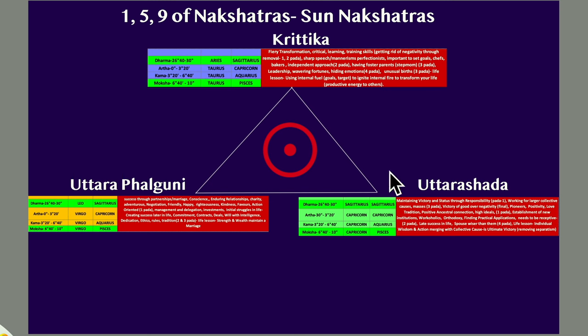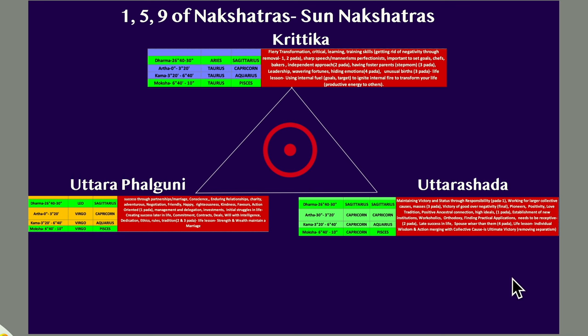Coming over to Uttarashada, the final culmination of Sun. Maintaining victory through responsibility. Now we come from Sagittarius to Capricorn. Okay? Highest form of Sagittarius. If your Jupiter is sitting here, it becomes the highest Dharma looking at both. Okay? Exalted in Sagittarius. Working for a larger collective, Capricorn. Capricorn going into Capricorn, for example.